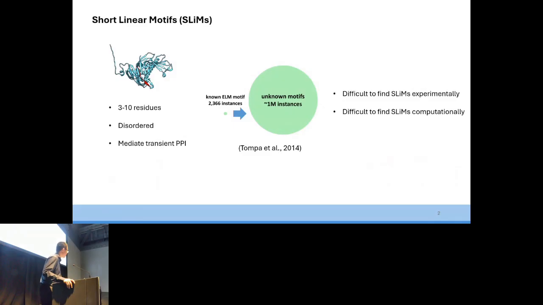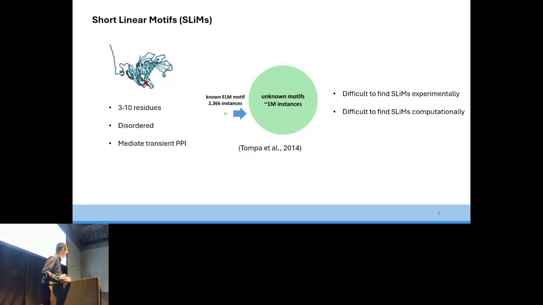So what are short linear motifs? Motifs are short protein stretches composed of fewer than 10 amino acids in proteins. They usually mediate transient protein-protein interactions, as opposed to permanent ones. This is due to their location in disordered regions of the protein. Disordered regions don't have a fixed structure. The structure can change from time to time, and this is why they mediate transient interactions.